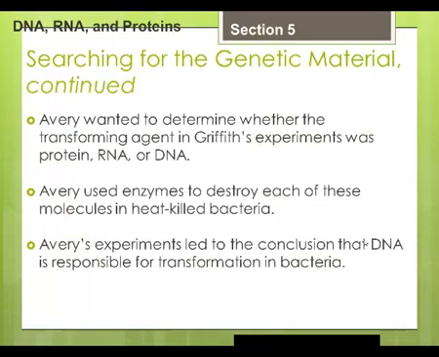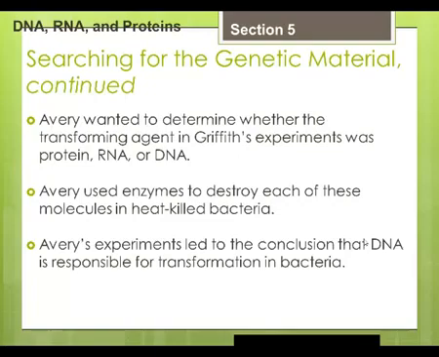So searching for the genetic material continued. Avery wanted to determine whether the transforming agent in Griffith's experiments was protein, RNA, or DNA. At the time, nobody really even knew what the genetic material was, or what the material was that was being passed on that ended up killing the mouse. So Avery ended up using some enzymes to destroy each of the molecules in heat-killed bacteria. His experiments led to the conclusion that DNA had to have been responsible for the transformation in bacteria.